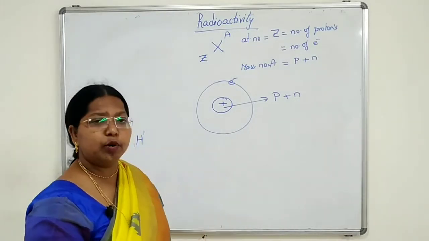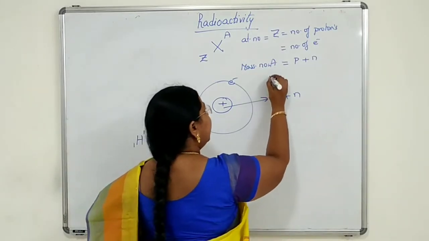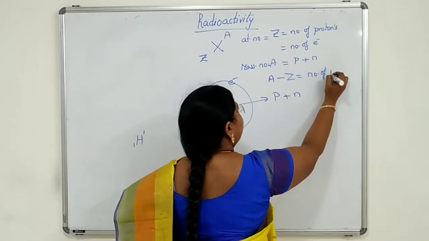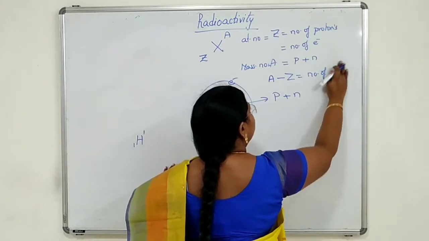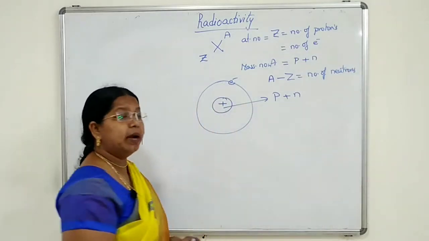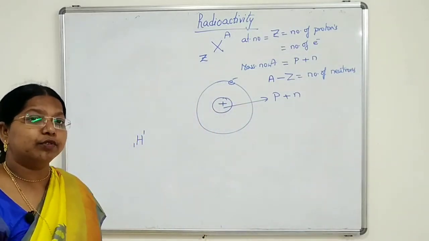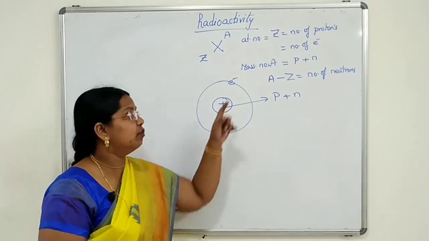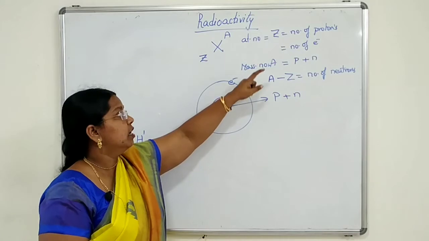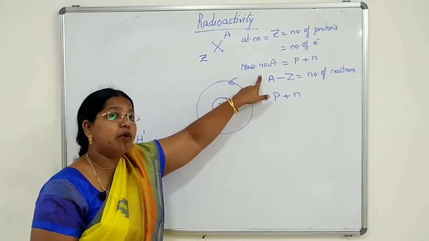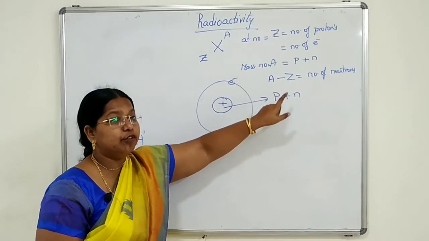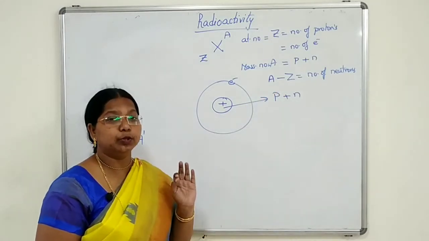How to get the number of neutrons now? A minus Z will give you the number of neutrons. Number of protons is equal to Z, the atomic number, which is also equal to the number of electrons. Mass number is the sum of the number of protons and neutrons. A minus Z will give you the number of neutrons.